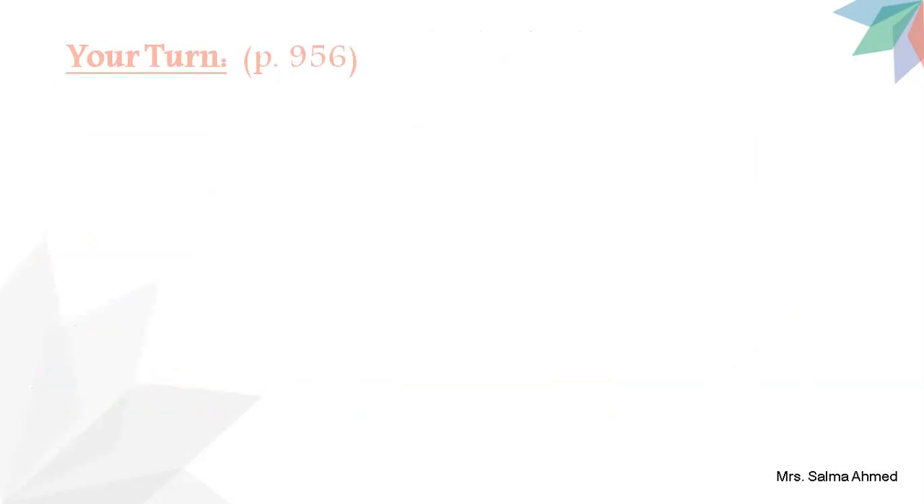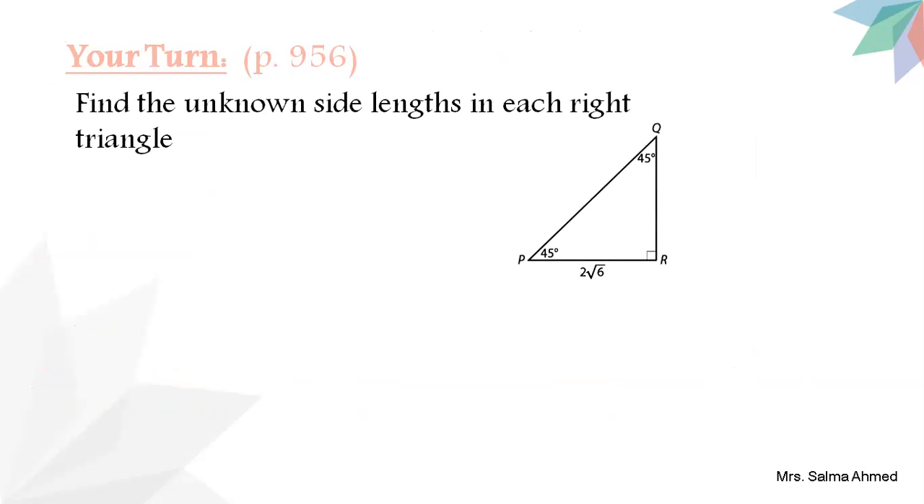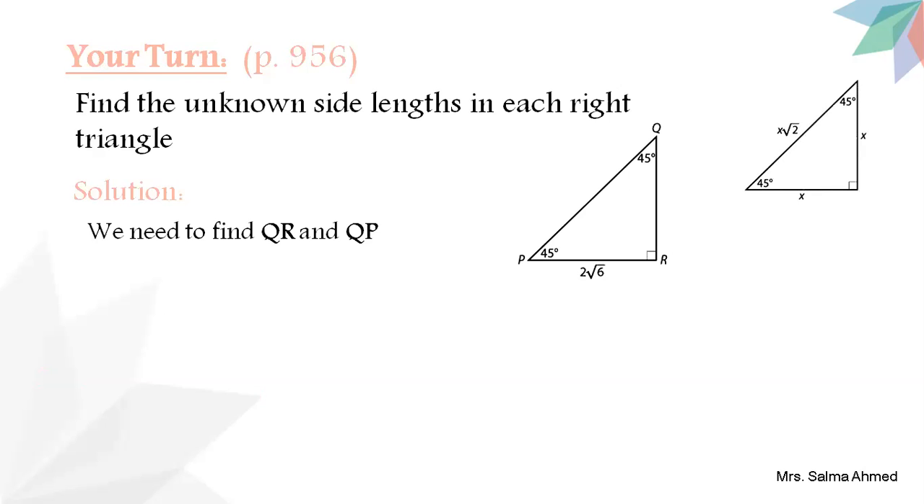Your turn, page 956. Here I have the same 45-degree triangle, but the given side is one leg, not the hypotenuse. The leg is PR, which is 2 root 6. Now I'm going to find QR and QP. I need to find the other leg, which is QR, and the hypotenuse, which is QP. It's very easy and helpful when you draw the triangle that has the same rule that we studied a while ago.